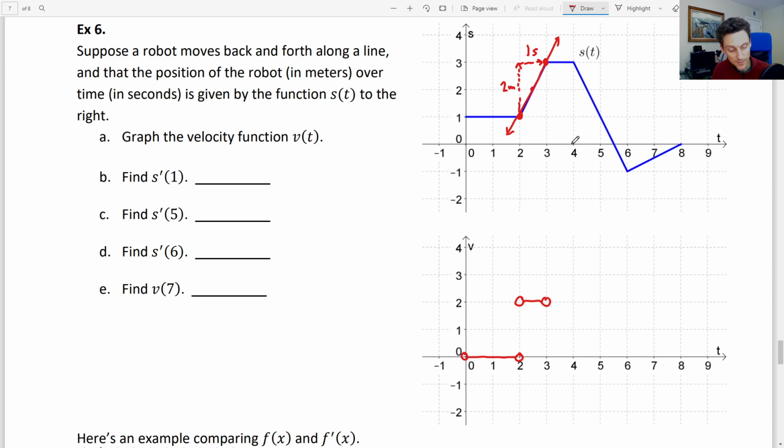What about from t equals 3 to t equals 4? What's the velocity? If you said 0, that would be correct. Because the robot's not moving, it's moving at 0 meters per second.